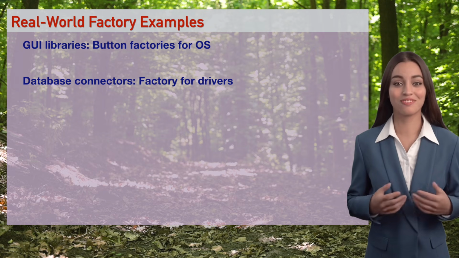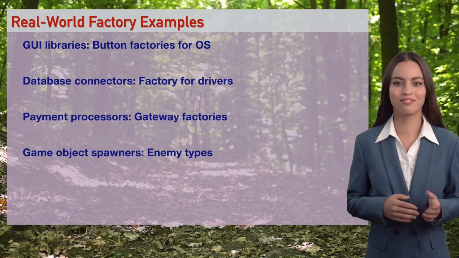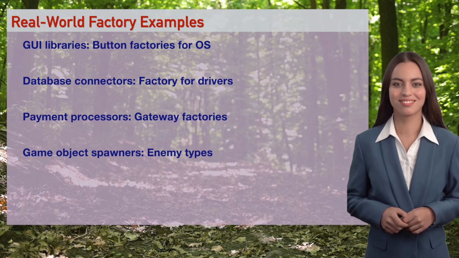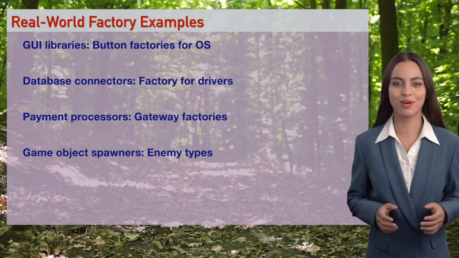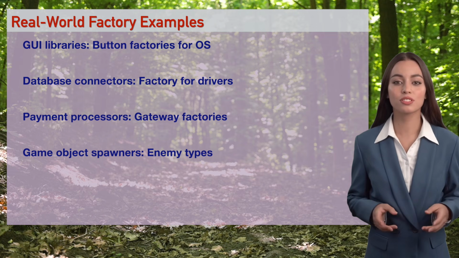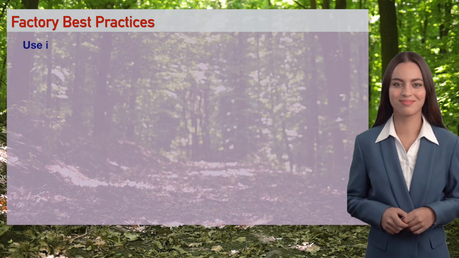Real world. GUI libraries use Factory for OS-specific buttons, database connectors via Factory for different drivers like MySQL or PostgreSQL, payment systems with gateways for Stripe or PayPal. In games, spawners for enemy types. Everyday in apps.